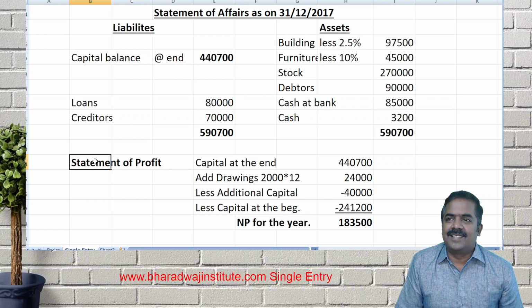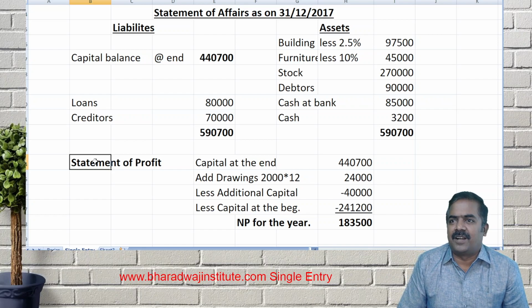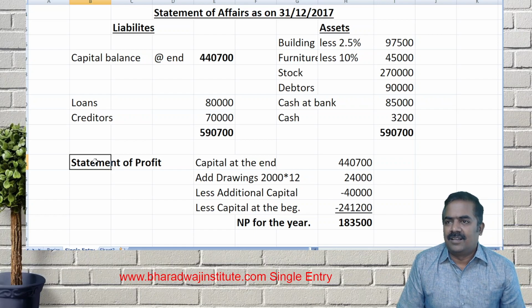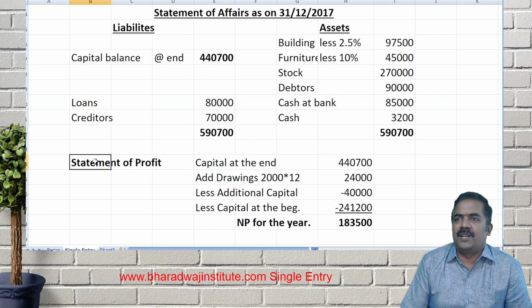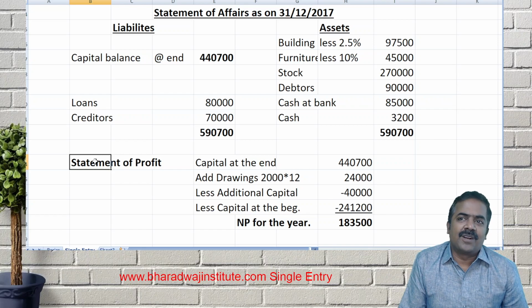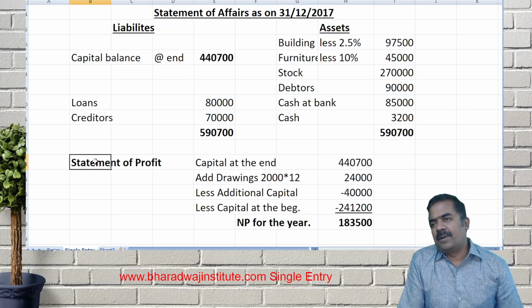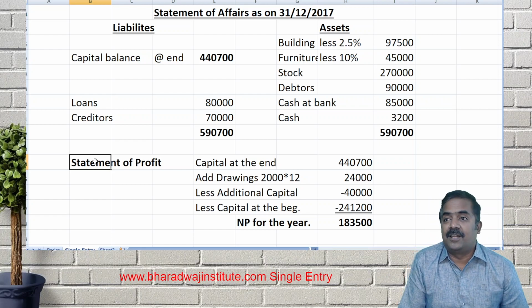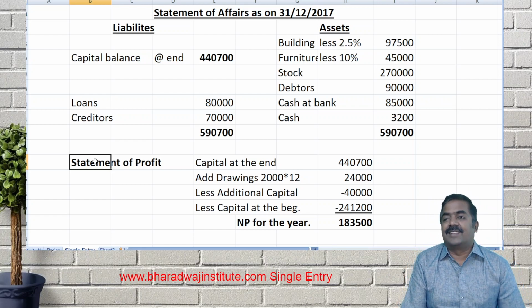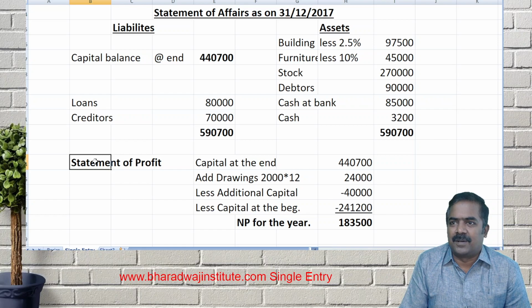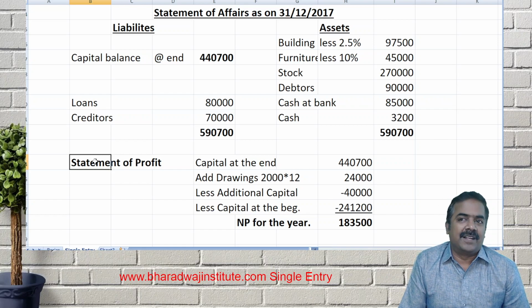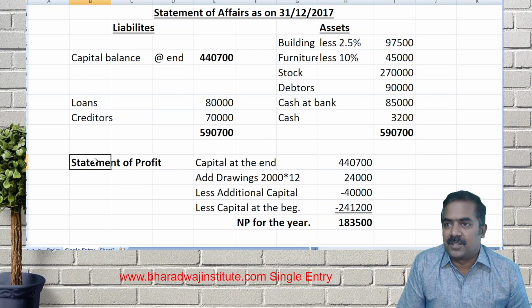So, I have retained in the business. Whose insurance money? Is it an outsider's money or the proprietor's money? It is part of capital. Whenever the proprietor brings money into the business, that is part of your capital. If you show it as insurance money retained in the business on the liability side, it is like a third party liability. It's not a third party liability. It's the proprietor's own money.